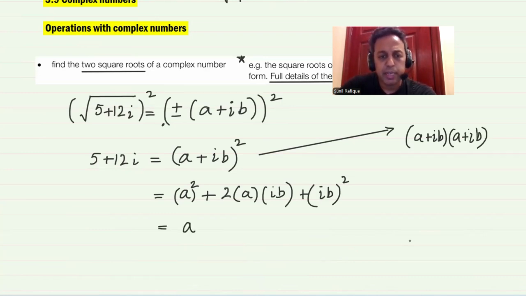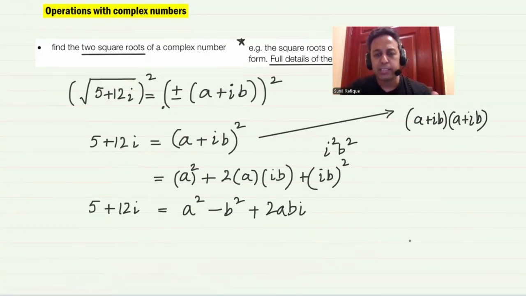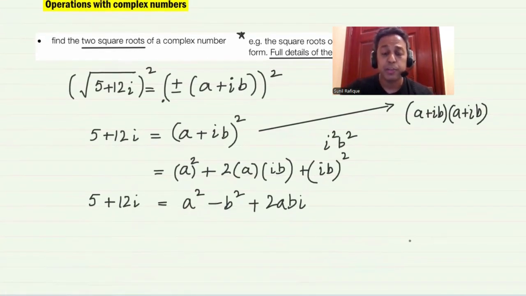So the answer should be a squared, and this i squared b squared will become minus b squared, and plus 2abi. There is a reason I wrote it like this. Have you noticed I shifted the negative b squared with a squared and the 2abi on one side? The reason: the method that we use in such a situation is equating real and imaginary parts. Okay, let me write this for you.